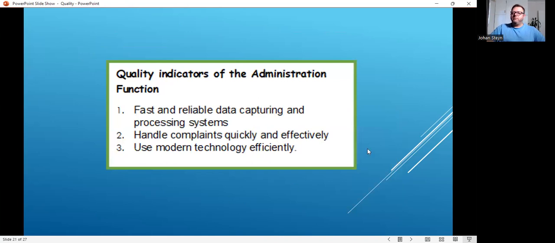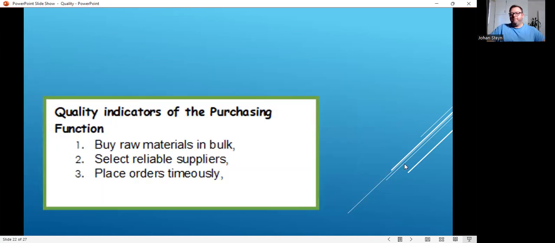The admin are not just supposed to collect data and file it. They need to be fast and reliable so that they capture data on the processing system so that management can use the processed information for decision making. They need to handle complaints quickly because those complaints will influence how the business makes the product and how the customer service handles the client. And you need to make use of modern technology to be efficient. I mean, there's no way you can do it any other way.